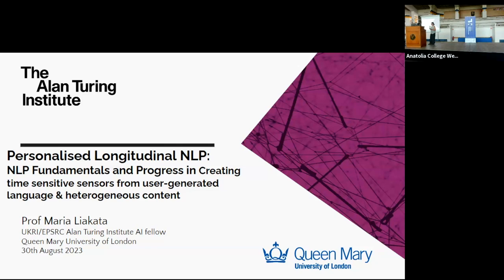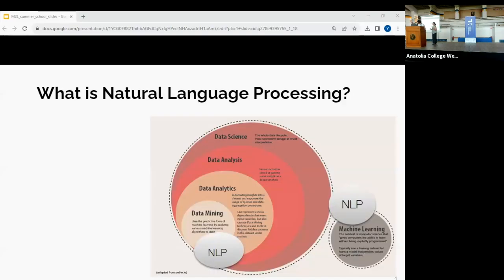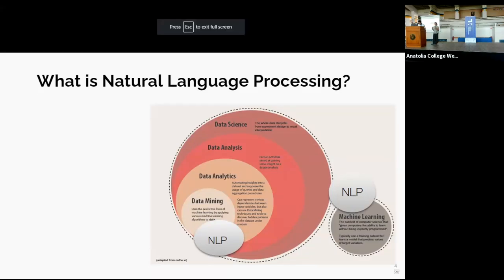So I will present today work we are conducting on personalized longitudinal natural language processing. But first, I will start by introducing some natural language processing fundamentals and then move on to progress we're making in this field. So anyway, there will be three parts to the talk. One will be an introduction to natural language processing, and then I will cover learning paradigms for NLP, and then I'll move on to the work we're doing in the group on personalized longitudinal natural language processing.